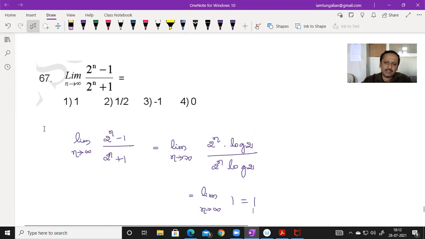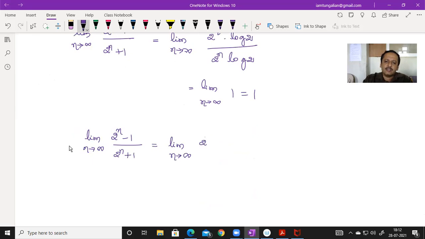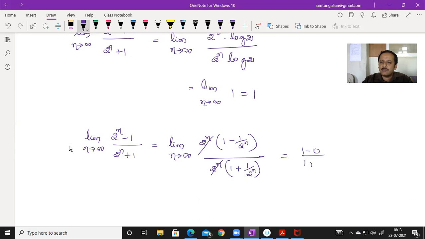Okay. There is another way also. That is, you have limit n tends to infinity of (2 power n minus 1) divided by (2 power n plus 1). I'll take 2 power n as common in both the numerator and the denominator. Then you will have 2 power n into (1 minus 1 by 2 power n), divided by 2 power n into (1 plus 1 by 2 power n). So as n tends to infinity, 2 power n gets cancelled. As n tends to infinity, 2 power n becomes infinity, and 1 by infinity will be 0. So you will get 1 minus 0 divided by 1 plus 0, that's equal to 1 by 1, which is equal to 1.